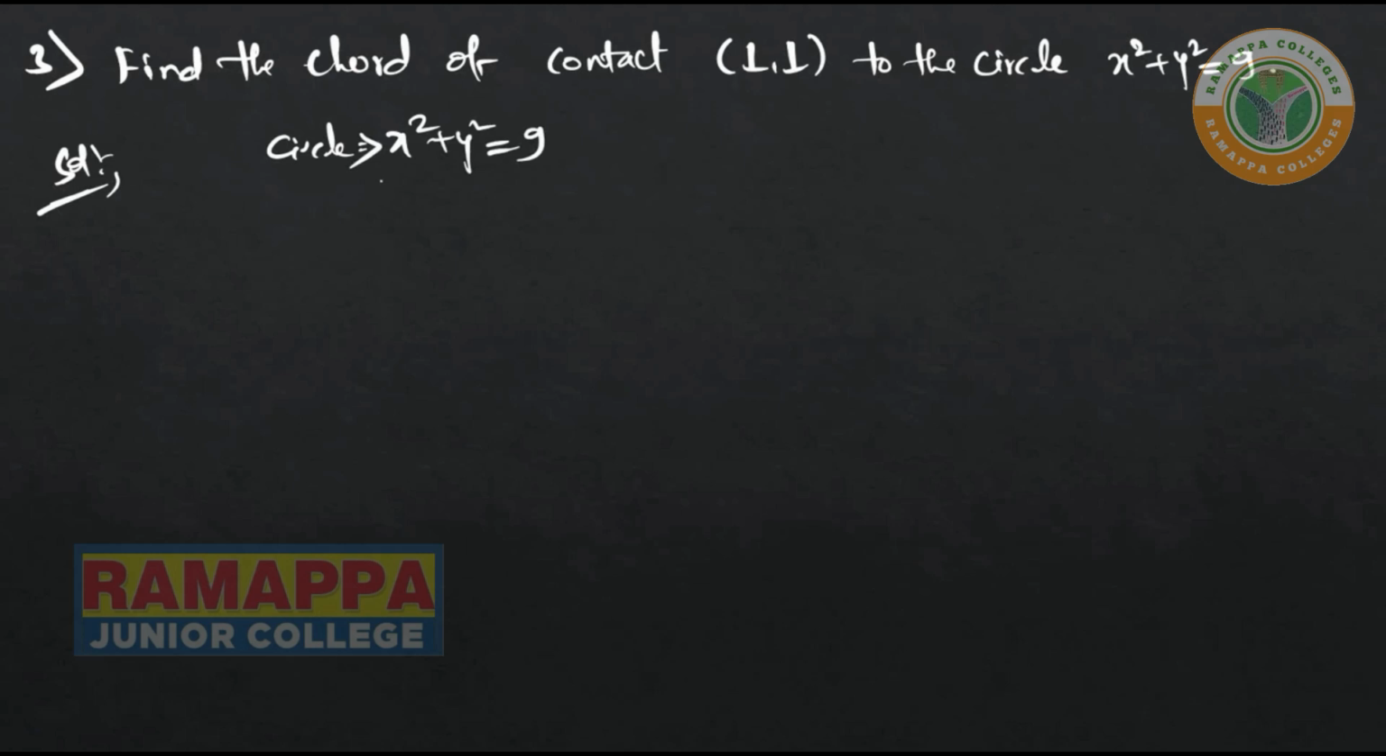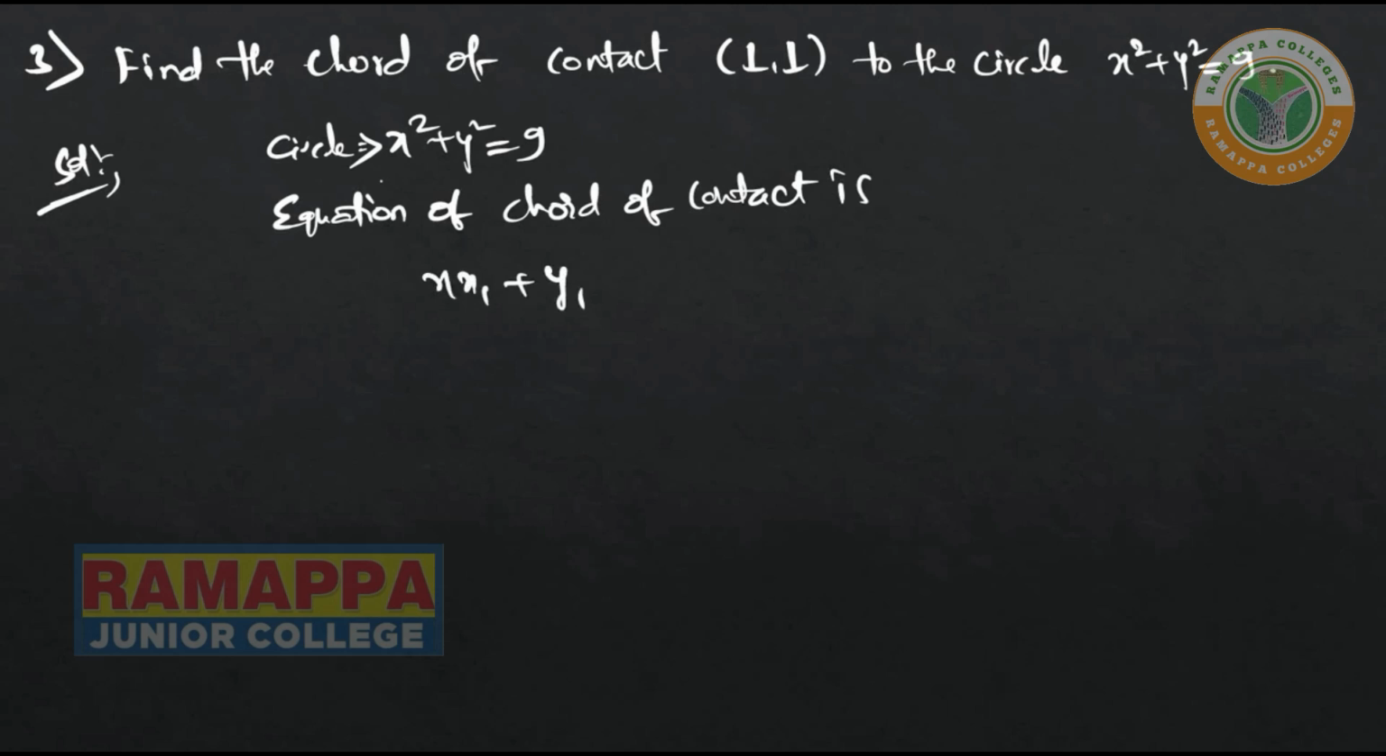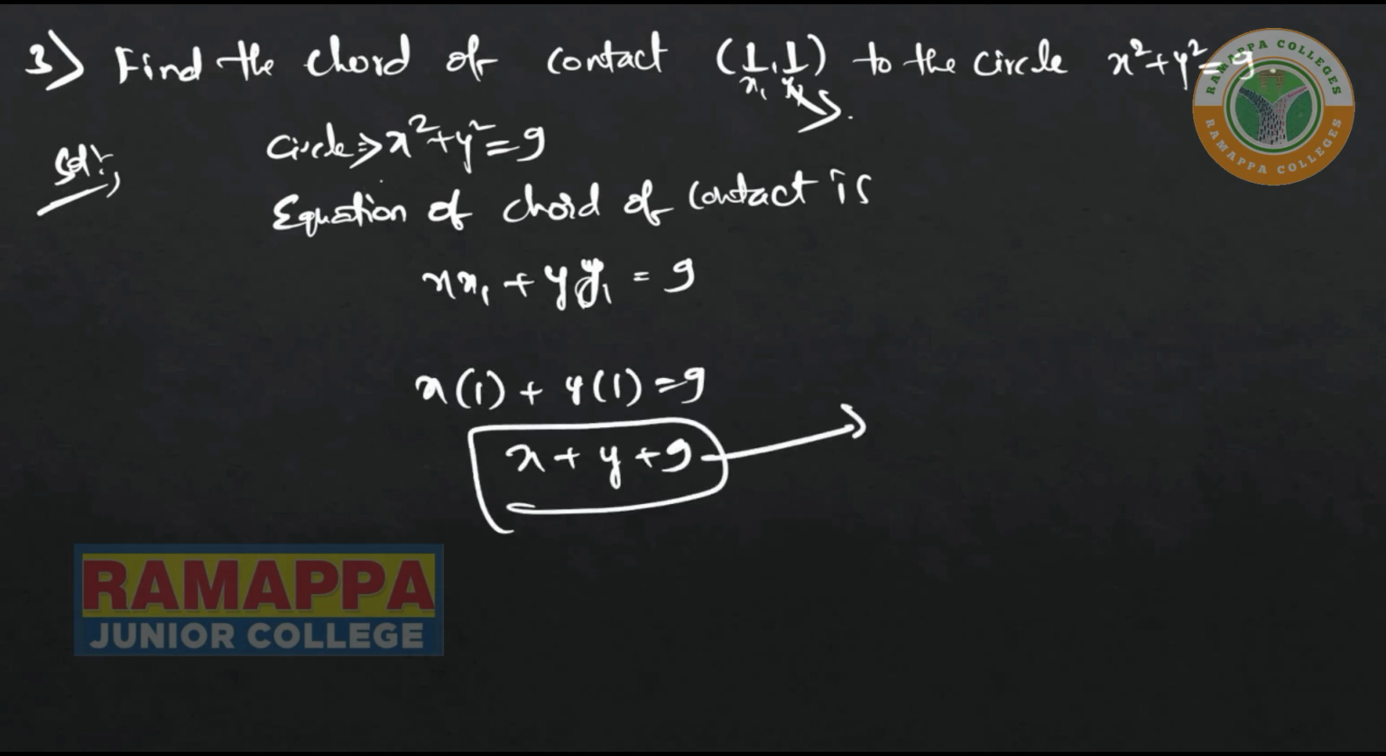Now the equation of the chord of contact is x x1 plus y y1 is equal to 9 here. So in this we have to substitute the values of x1 and y1. So x into 1 plus y into 1 is equal to 9. So we will get the answer x plus y is equal to 9 here. So this is the solution of the third one.